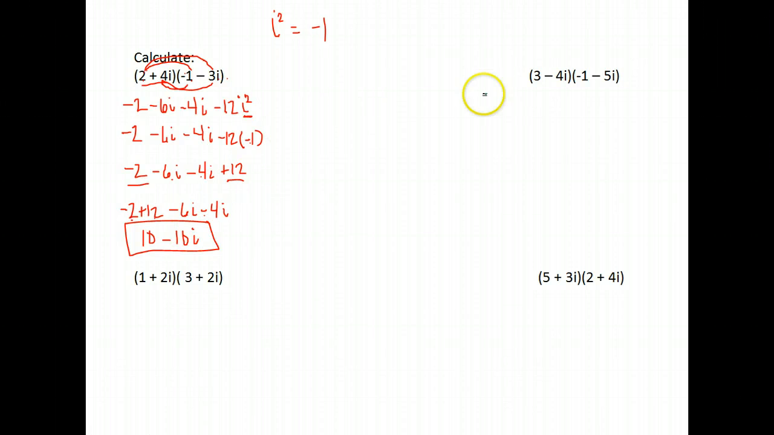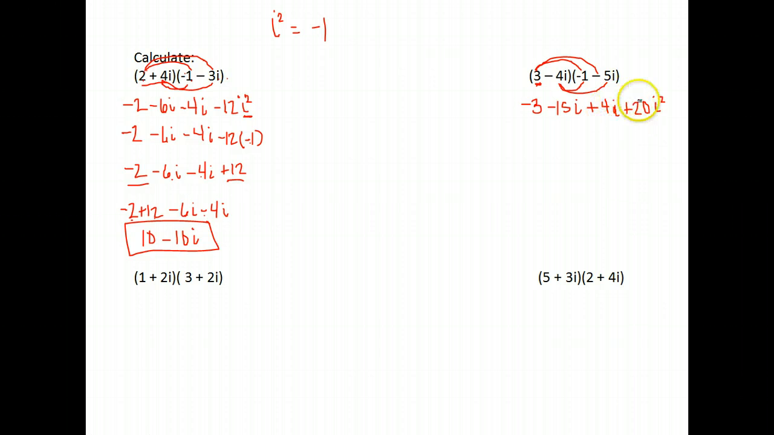Let's take a look at the next one. So we have multiplication here, I know, because there's no symbol between my parentheses here. So I go ahead and distribute. I'm going to start with my 3 and take it times everything in this second set of parentheses. So 3 times -1 is -3. 3 times -5i is -15i. -4i times -1 is a positive 4i. Negative times negative is positive. And -4i times -5i, -4 times -5 is a positive 20, and i times i is i squared.